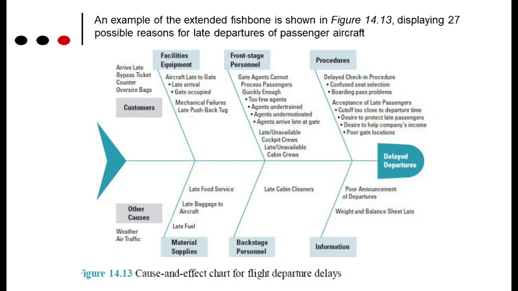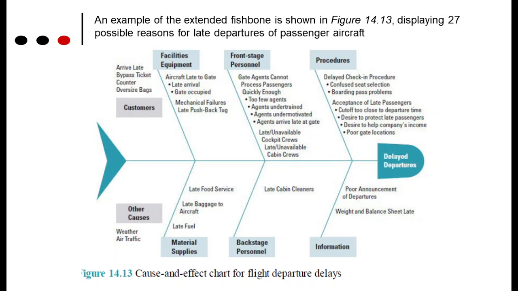Informational problems: poor announcement of departures, maybe the terminal where you check the scheduled flight departure and arrival could be completely screwed up. There could be a computer problem. There could be a weight and balance sheet that is late because the weighing machine has a problem. There's an informational problem there. Okay, the weighing machine has a problem, so it would be an equipment problem. What is the display? The information itself which is displayed has a problem.